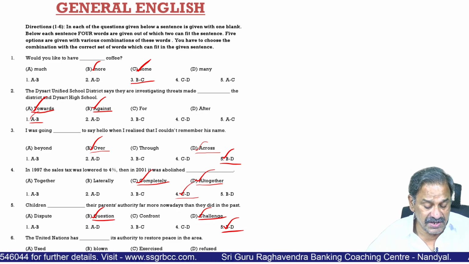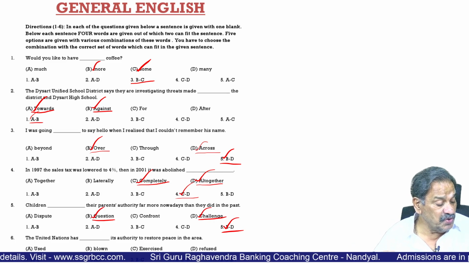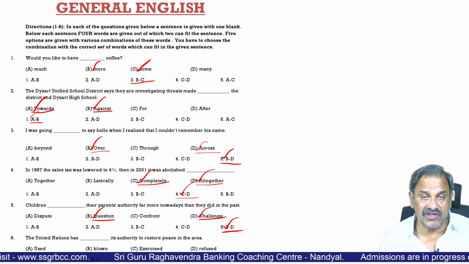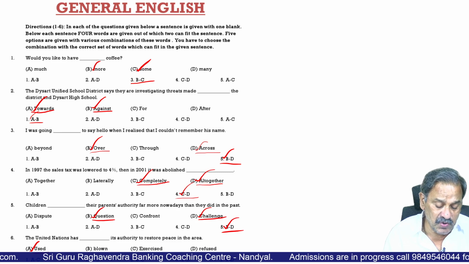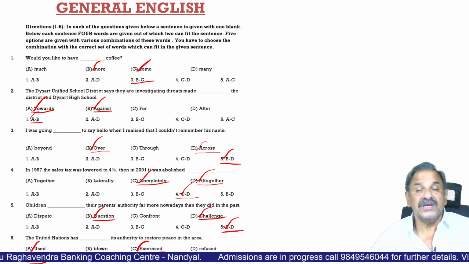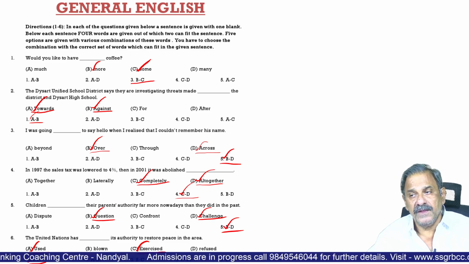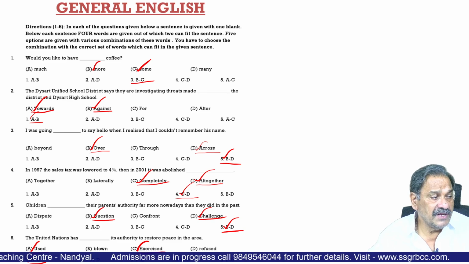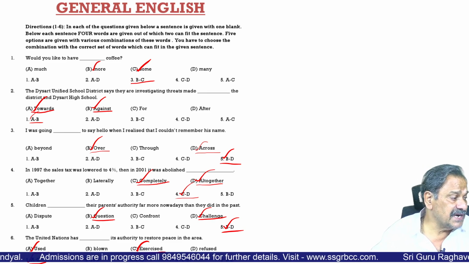The United Nations has dash its authority. See, it has used its authority. Used its authority means exercised its authority. So one word is used, another word is exercised. Which combination, AC combination is correct. In such a way, you have to fill the blanks. If you search one word, automatically you are going to get the clue to go for the second word.